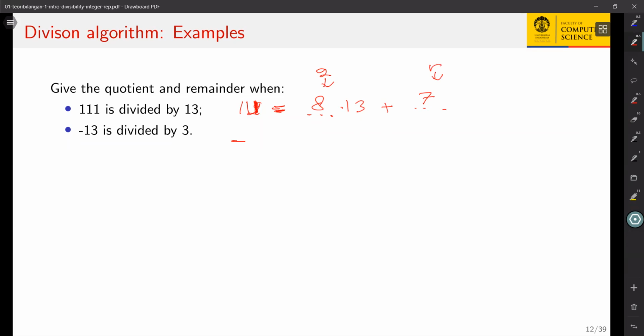Yes. Now, how about this one? Minus 13 divided by 3. What will be the quotient here? Negative 5, sir. 5 or minus 5? Negative, minus 5, sir. Minus 5. Okay. And then the remainder? 2. Correct. So this is the quotient and this is the remainder. Good. Any questions so far? No? Okay. Seems everyone is still on board.